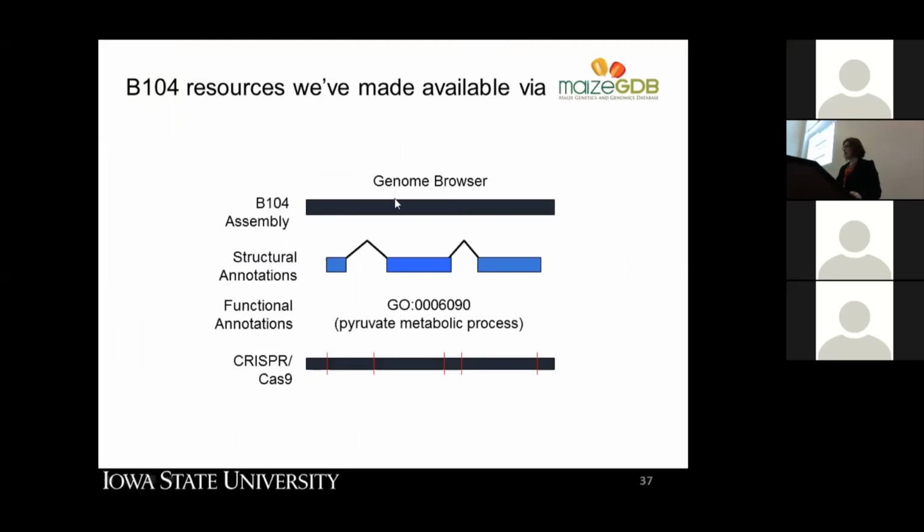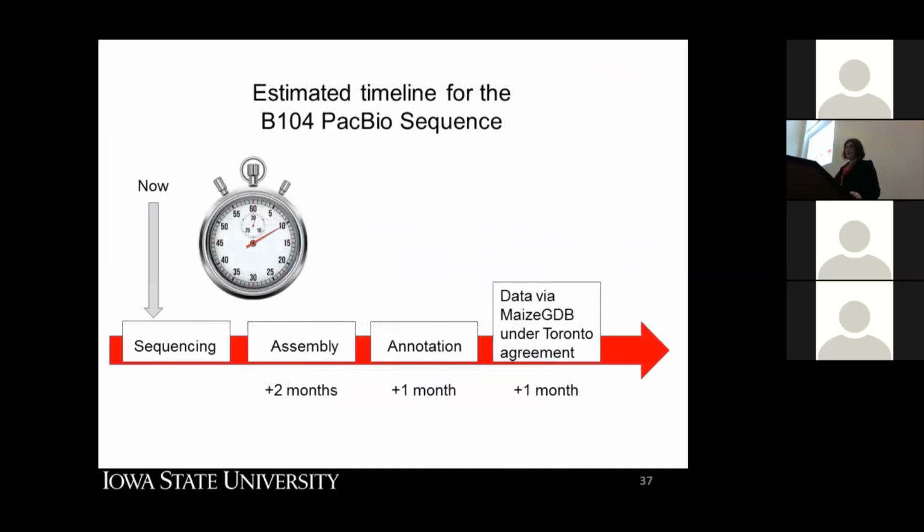So if you go to MaizeGDB, you can find B104 sequence now. We've done these structural annotations. You can see the GO predictions, and we've also, using the CGAP tool that I showed you, predicted CRISPR sites across that entire genome. We do know that we would like to have a better assembly. We would like to have a better sequence, and so right now we're doing PacBio sequencing, and then we would assemble, annotate, and also release again at MaizeGDB, and that should be available by summer.